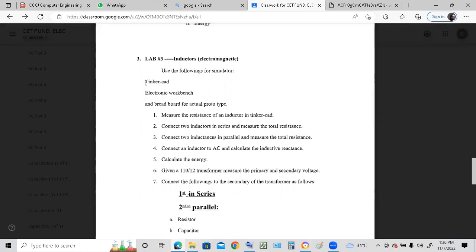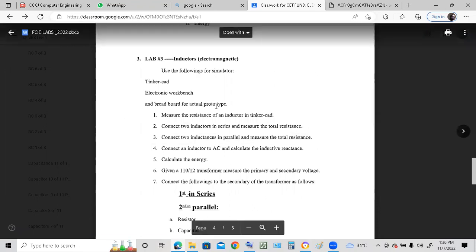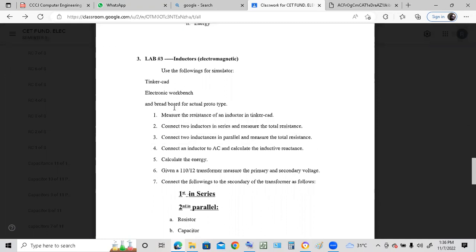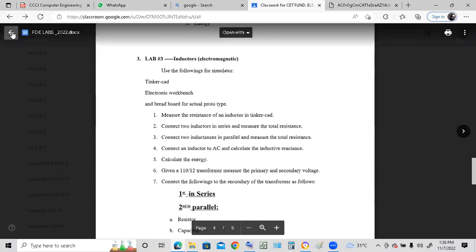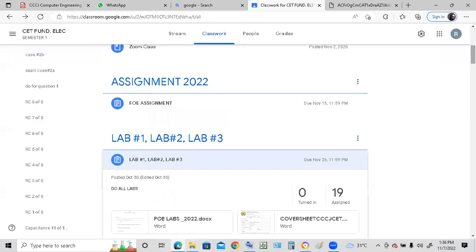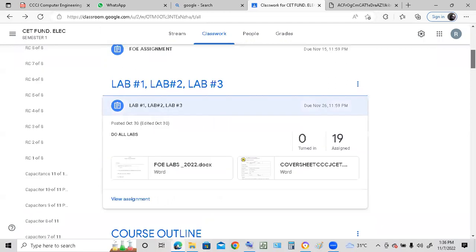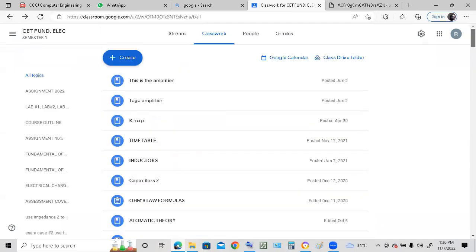So you're going to use Tinkercad and Electronic Workbench and a breadboard for the actual prototype. Right? To use a breadboard, which is a solderless breadboard, you have to come in to do that. So it is imperative that you all come in on Wednesdays to do your practical. All right, people? Hello? Yes, sir.